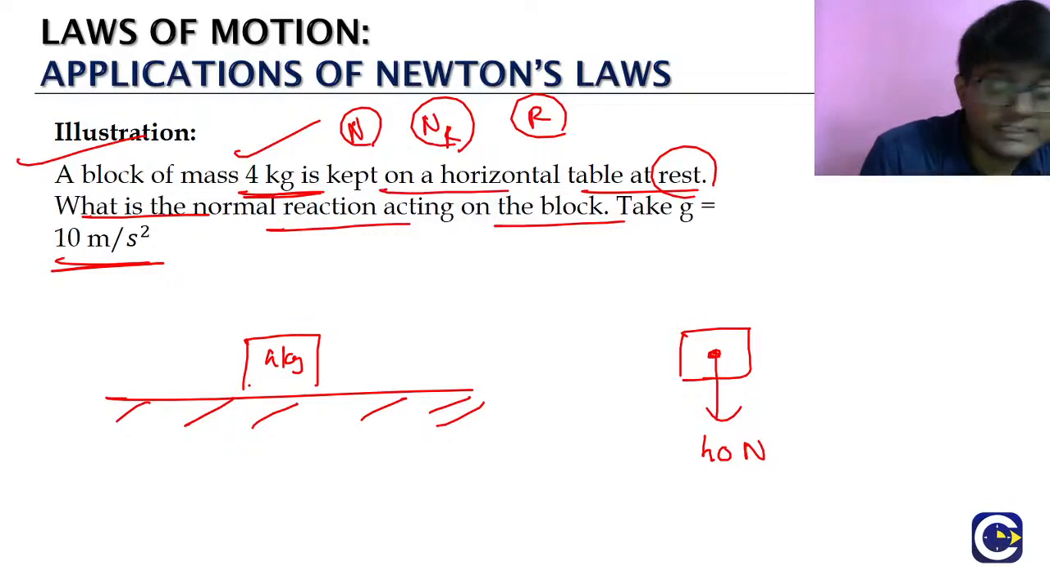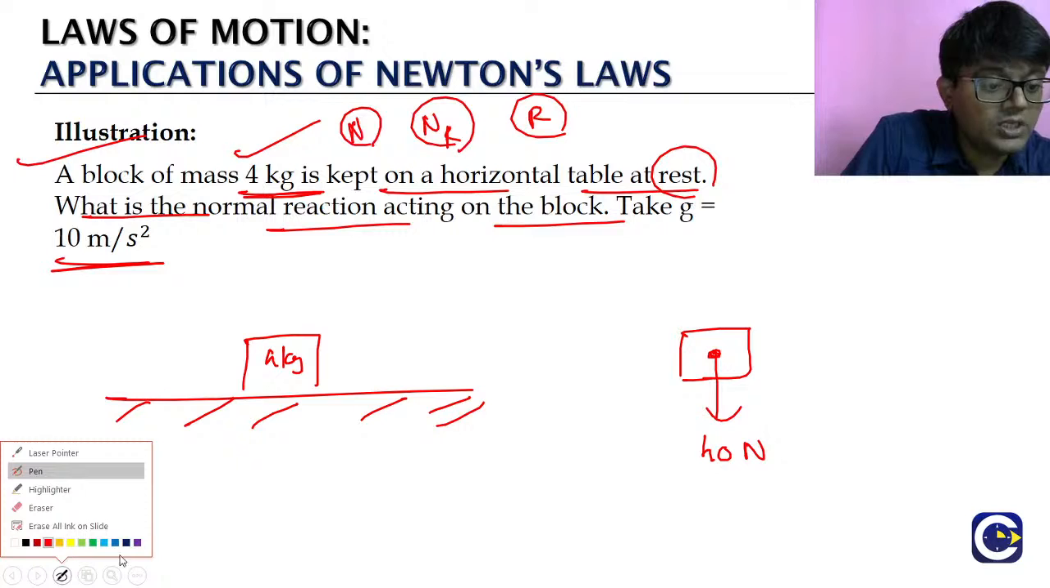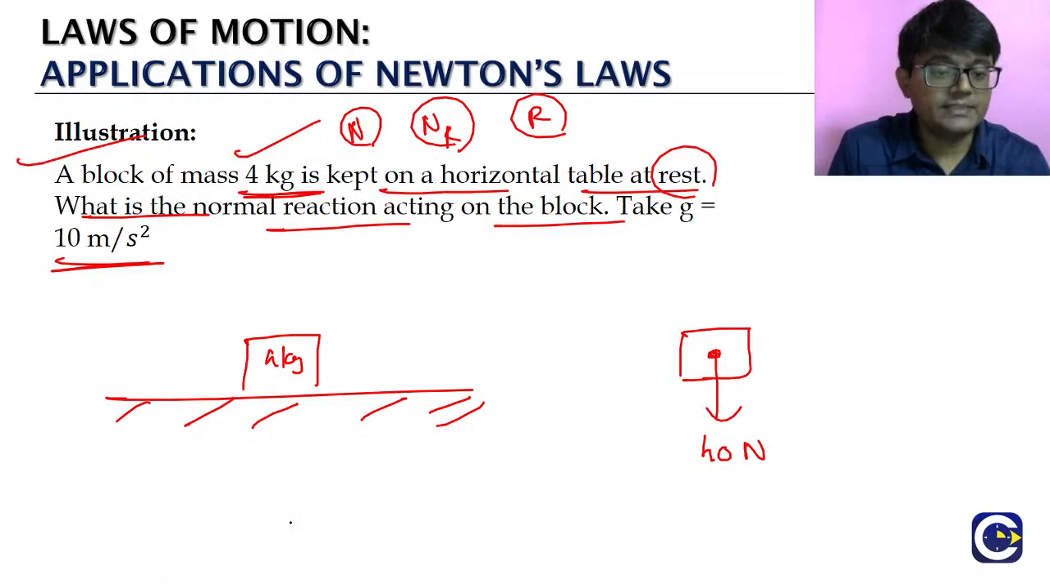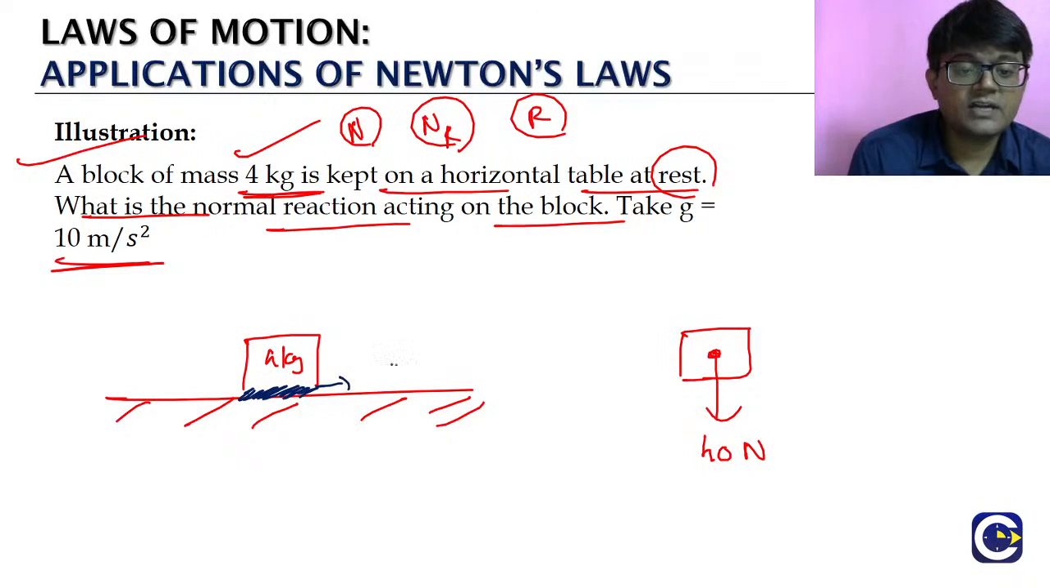Then this block is resting on the table. The table is horizontal. So you observe closely, there is a contact surface between the block and the table. This is the contact surface.